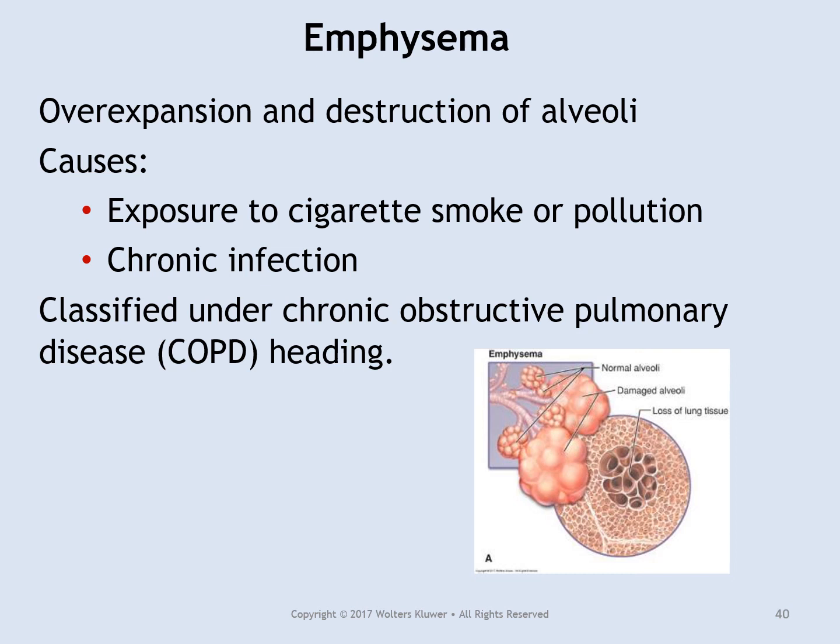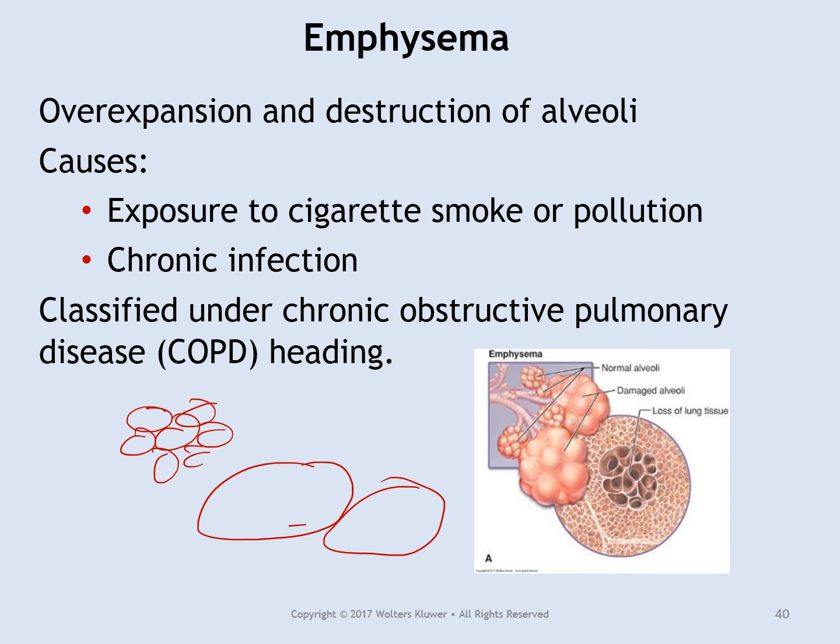Emphysema is caused by destruction of the alveoli. They overexpand, they destroy, and they kind of fuse together. What this winds up, instead of lots of tiny little alveoli all packed together, you have a few great big alveoli all together. When this happens, you lose the surface area of your alveoli, and not as much oxygen travels from the alveoli into the bloodstream.